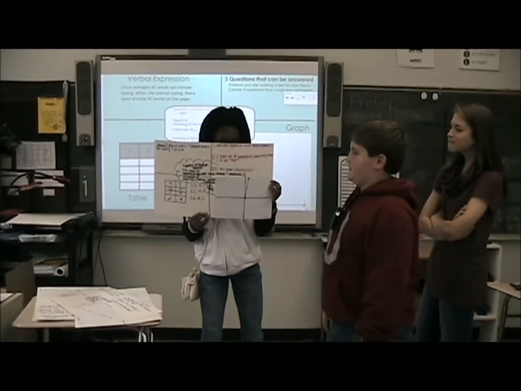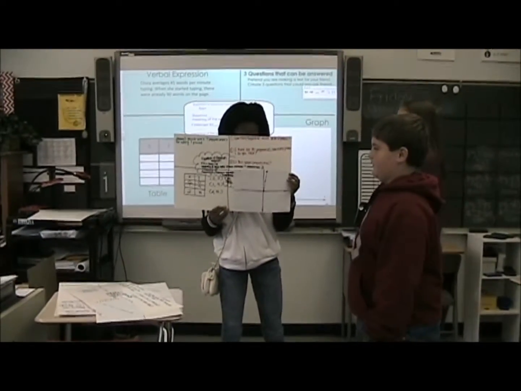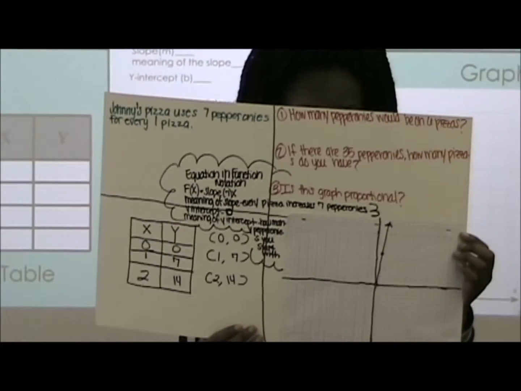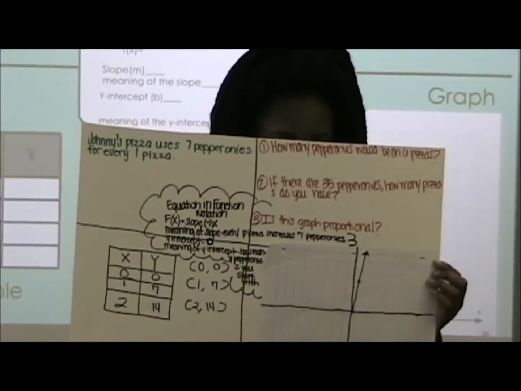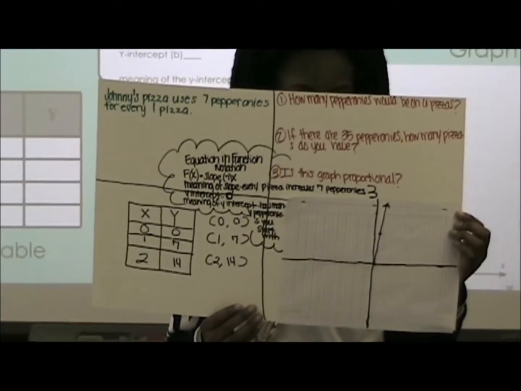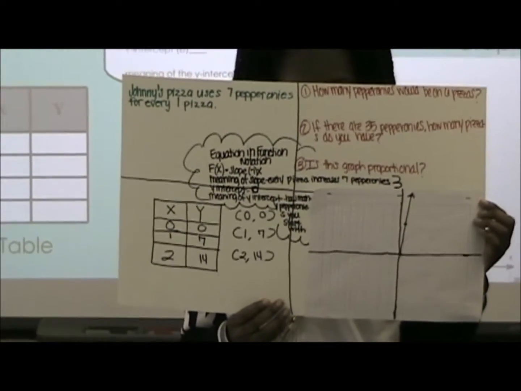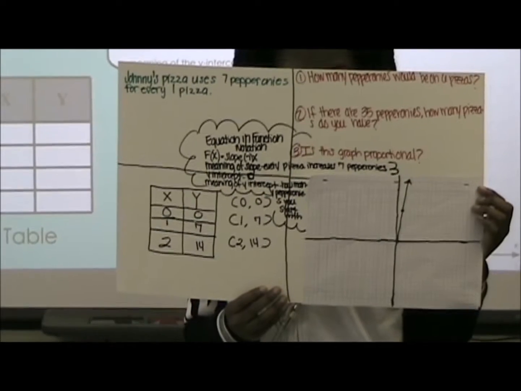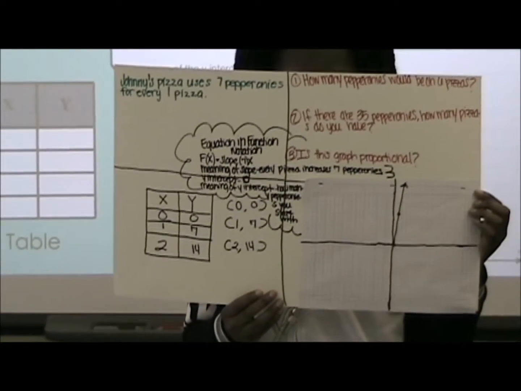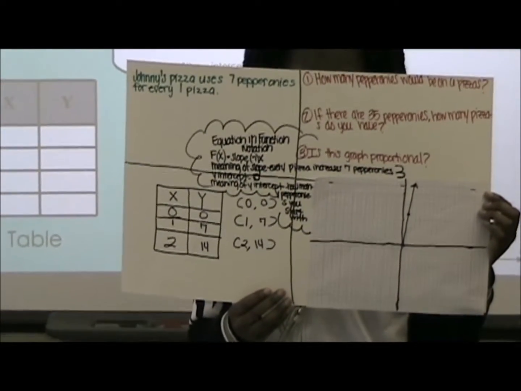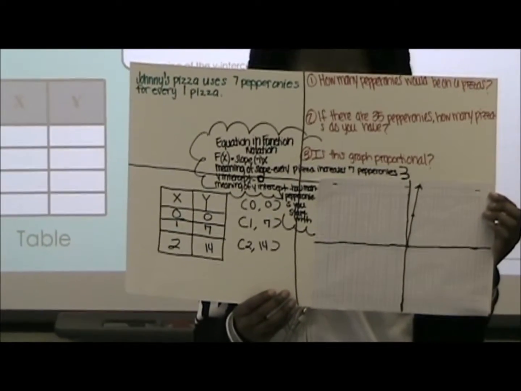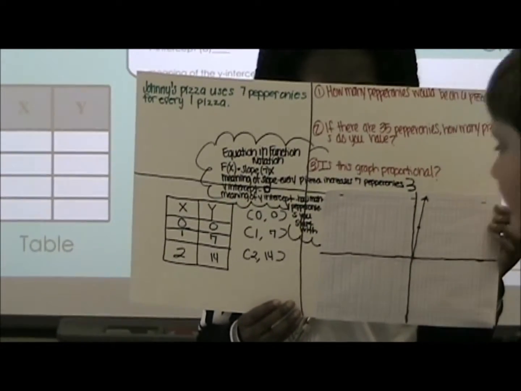Johnny's Pizza uses 7 pepperonis for every 1 pizza. The equation is 7x. The meaning of the slope in the equation is that every pizza increases by 7 pepperonis. The y-intercept is 0. The meaning of the y-intercept is how many pepperonis you start with.